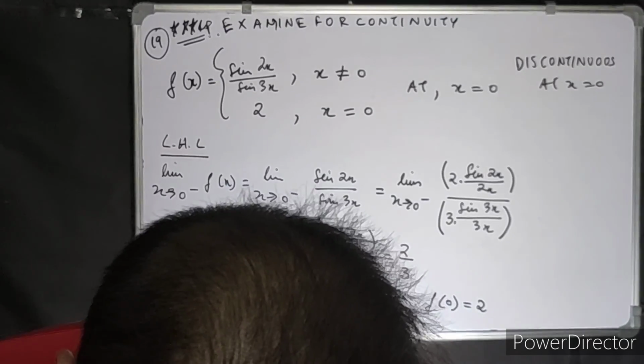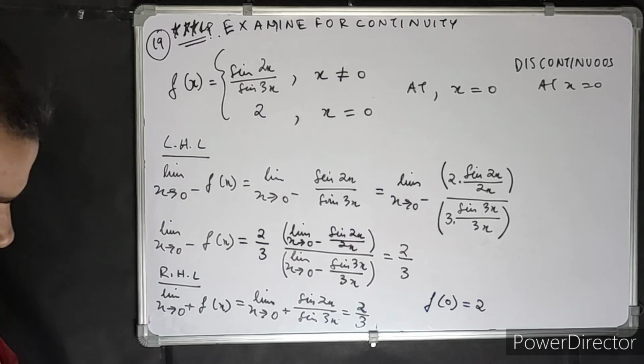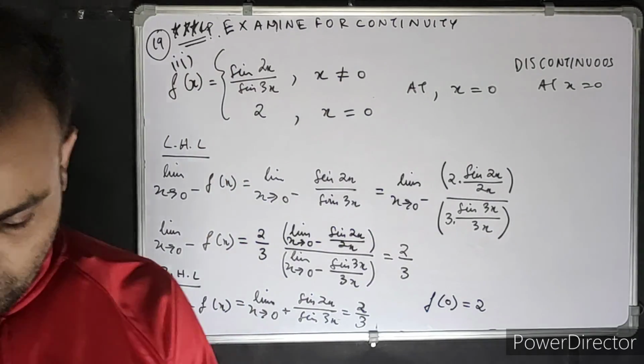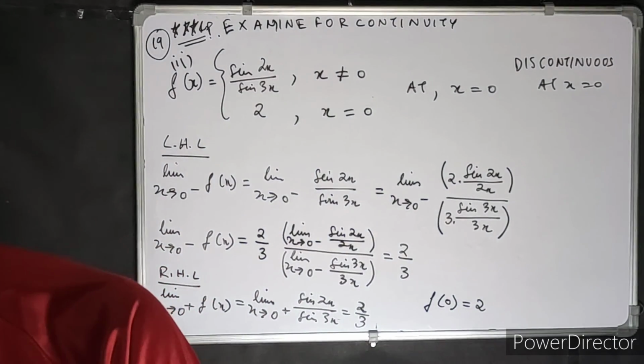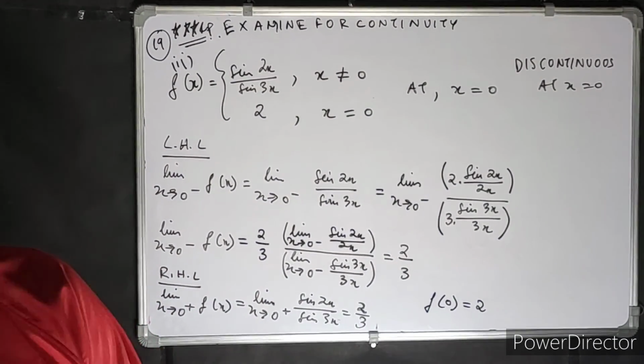Right, question 19 part 2. The previous one was 19 part 1 and this is 19 part 2. Checking the answer, 19 part 2 also discontinuous.